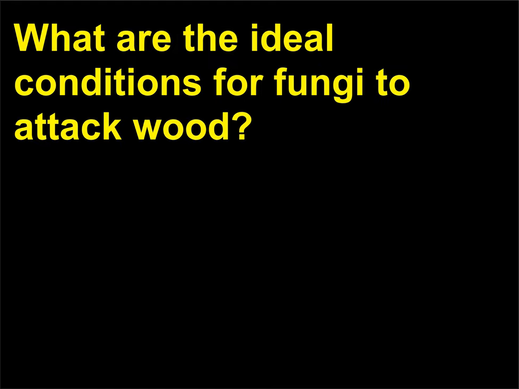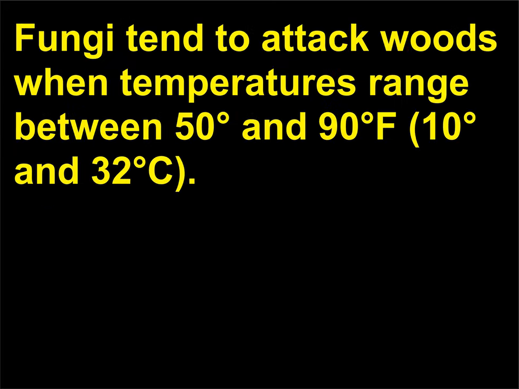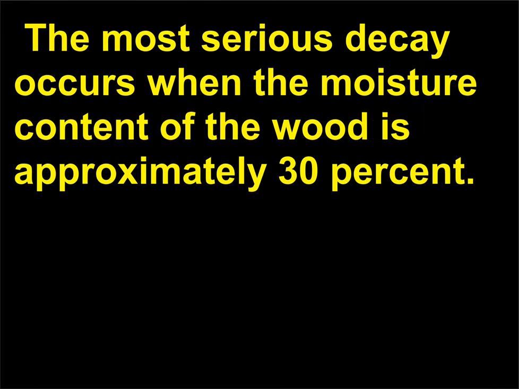What are the ideal conditions for fungi to attack wood? Fungi tend to attack woods when temperatures range between 50 degrees and 90 degrees Fahrenheit, 10 degrees and 32 degrees Celsius. Wood needs to be moist for fungi to grow. The most serious decay occurs when the moisture content of the wood is approximately 30%.